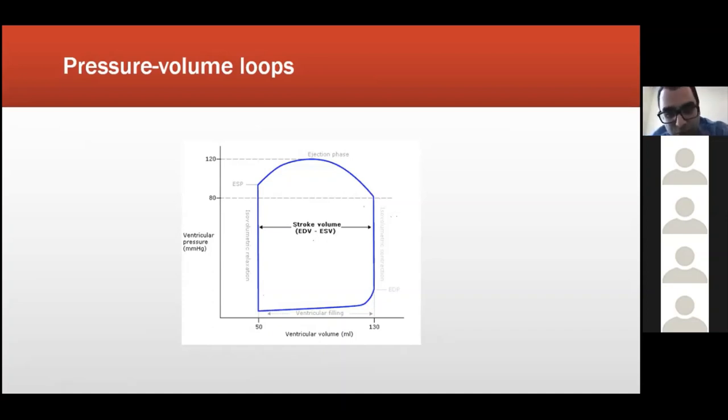So that's all I'm going to talk about for the pressure volume loops, but certainly I'd advise to have a read of this in the books to know what happens, particularly in circumstances where you have changes in your preload or afterload, as you'll have a shift in your pressure volume loops and reductions in stroke volumes depending on what it is.